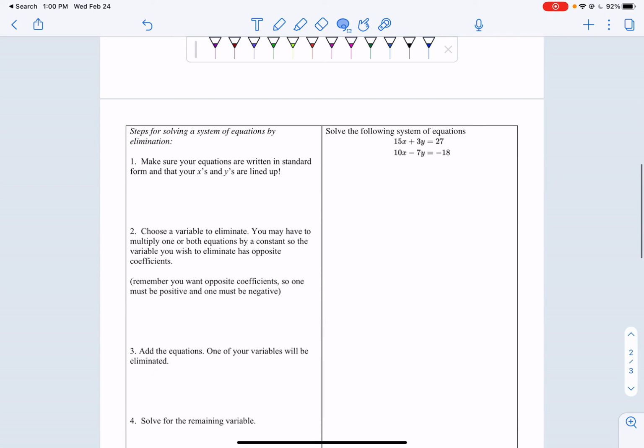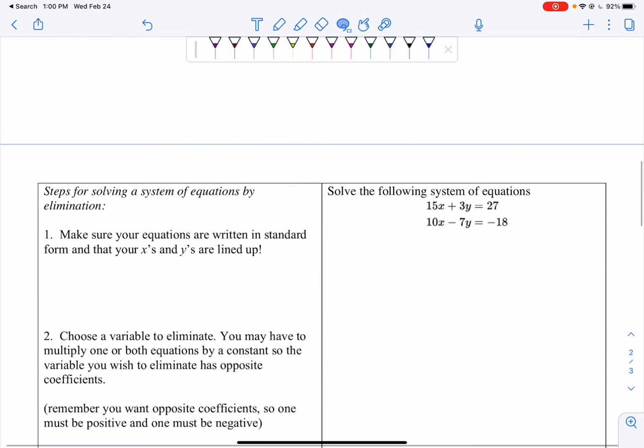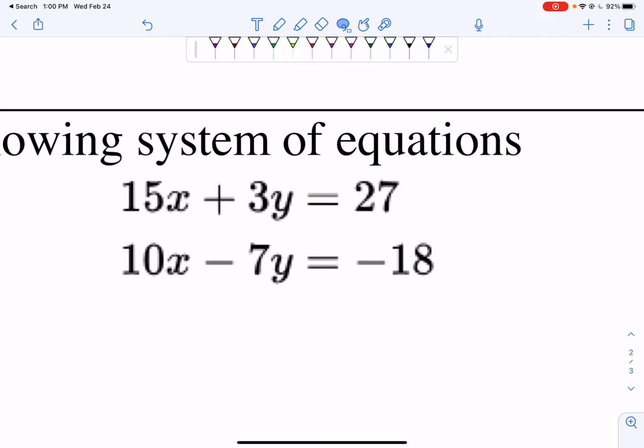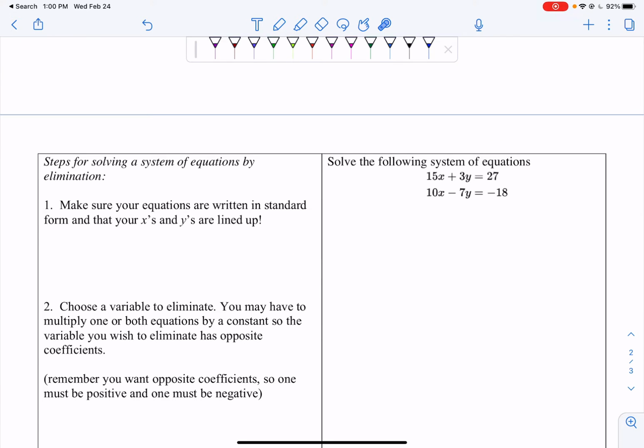Level 2. We see that our equation, x's and y's, are lined up. Step 1 says make sure those equations are written in standard form and your x's and y's are lined up. Let's just double check one more time. 15x and 3y, 10x and negative 7y, equal, number. Perfect. Step 2, choose a variable to eliminate.